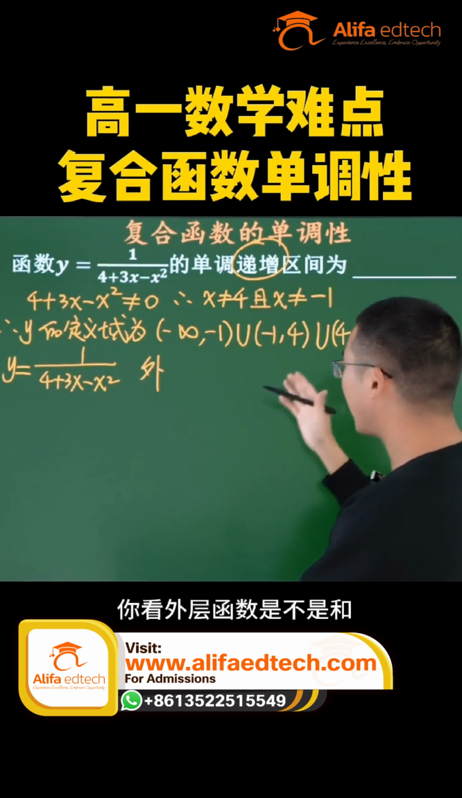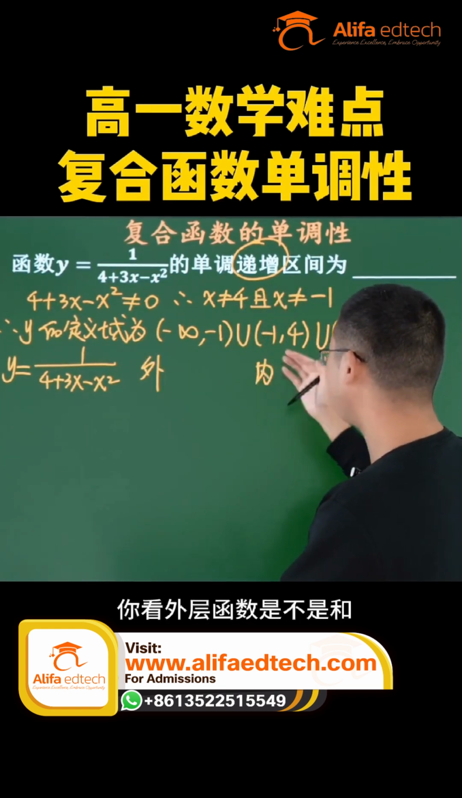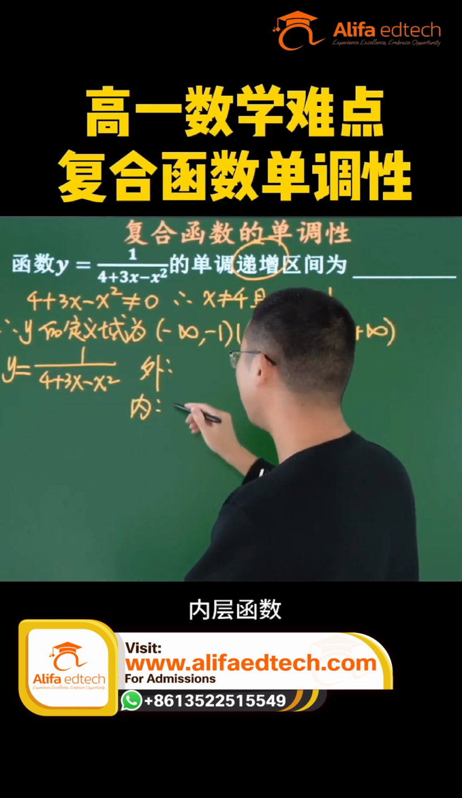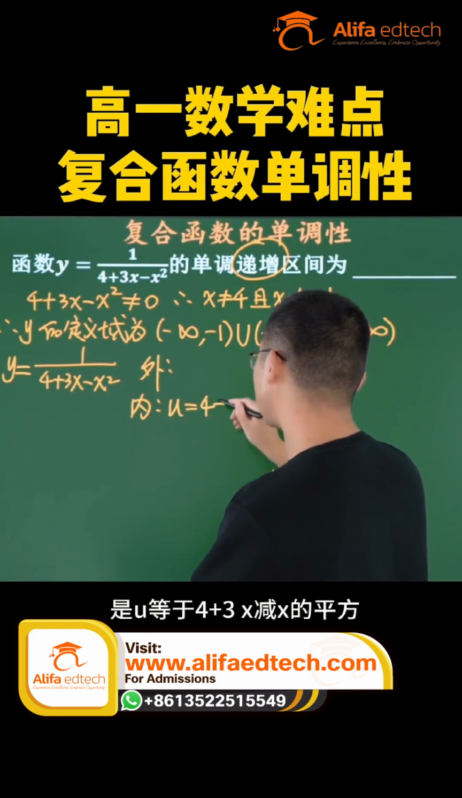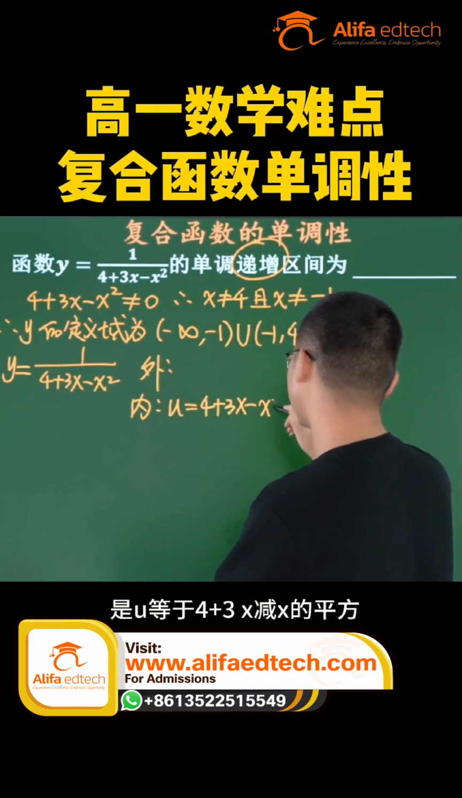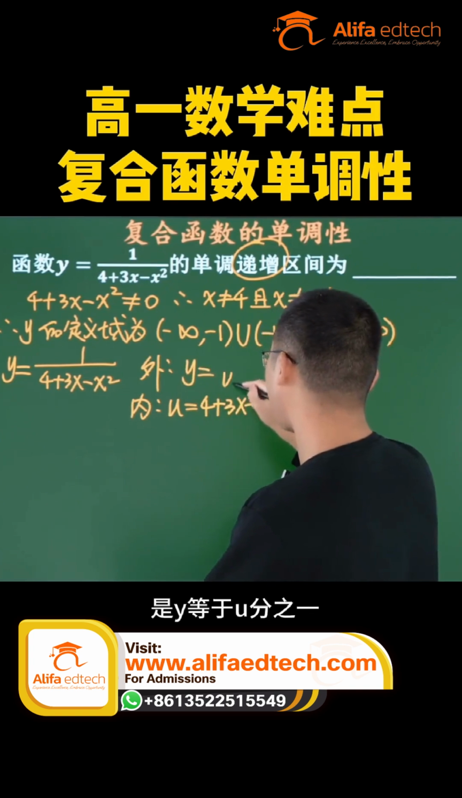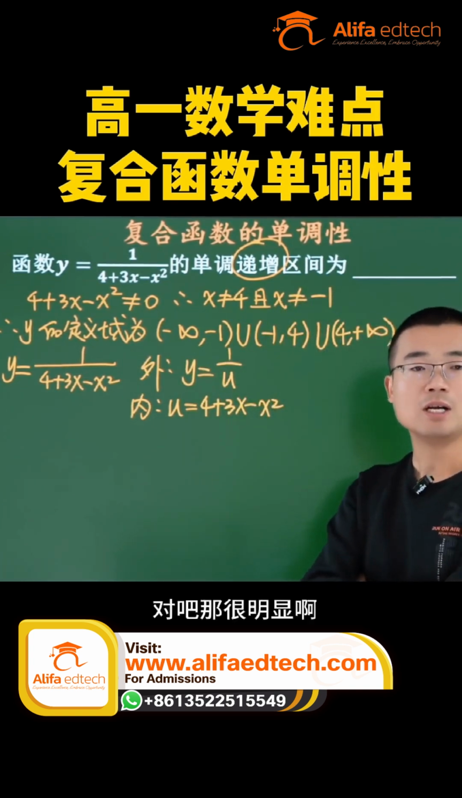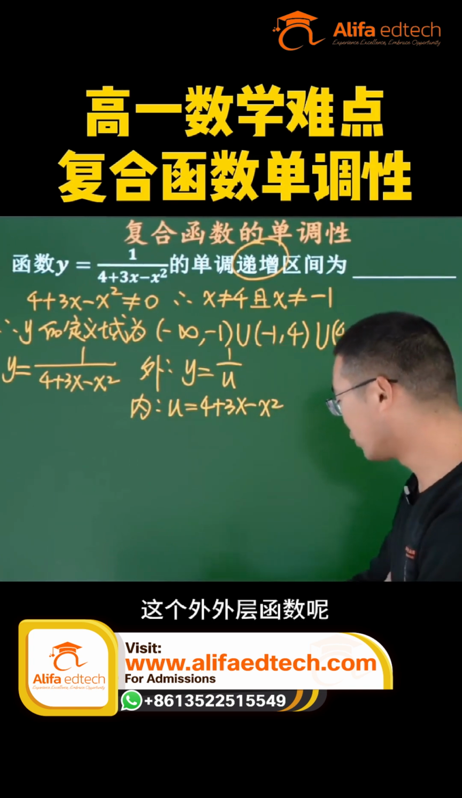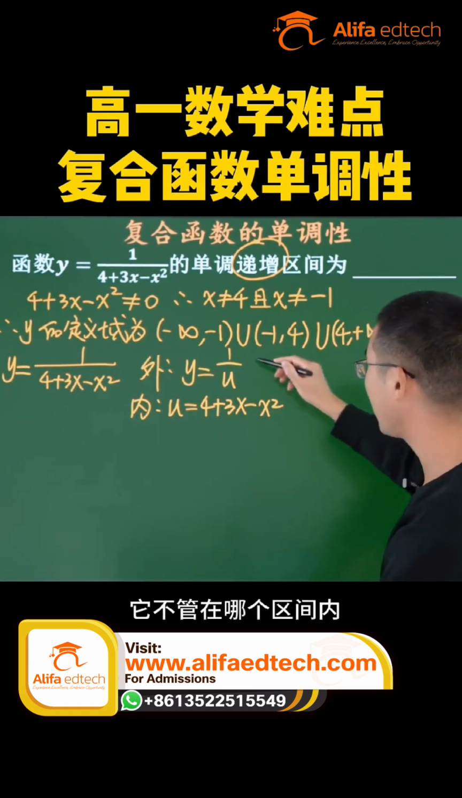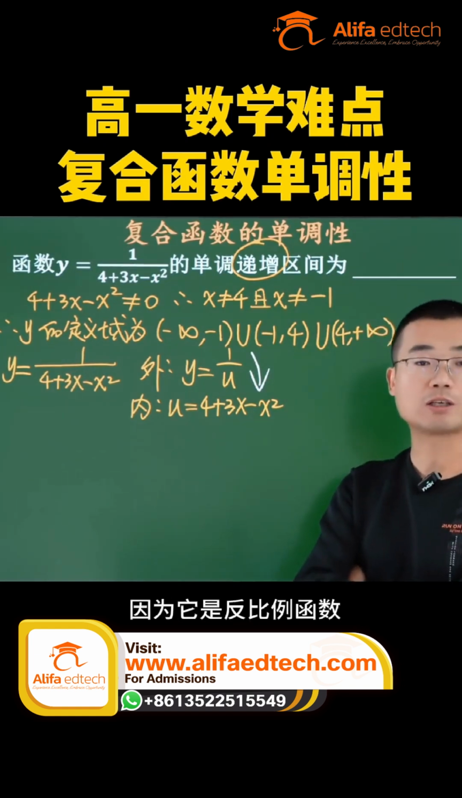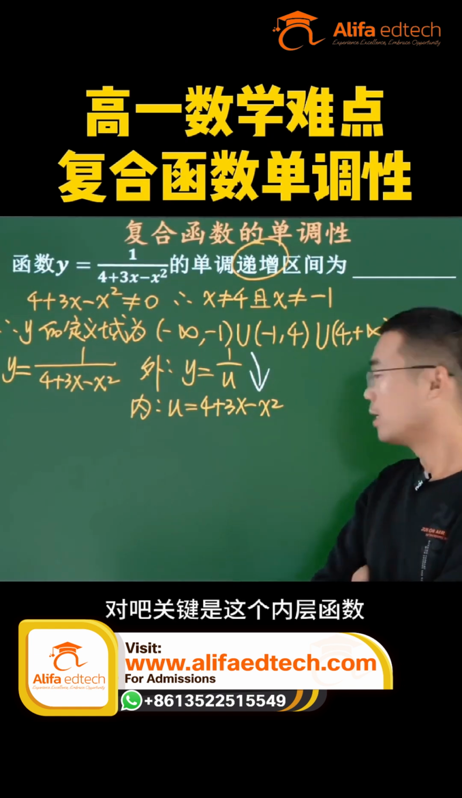For composition, look at which is the outer function and which is the inner function. Which is the outer function? The inner function is u equals 4 plus 3x minus x squared, and the outer function is y equals 1 over u, right? That's very obvious. This outer function, no matter which interval it's in, is always monotonically decreasing. There's no doubt about this because it's an inversely proportional function, right?